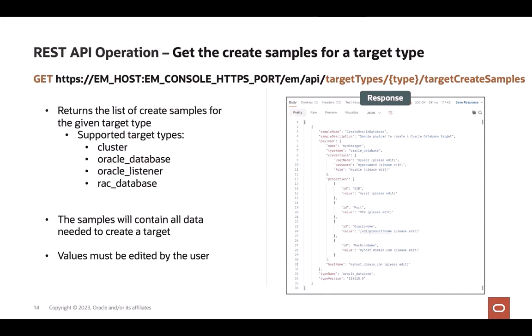On the right is a sample payload for an Oracle database target. In this, you can specify criteria for your target, such as target name, credentials, and target version. Notice that in this response, the sample also instructs where to edit your own target. Please note, the currently supported target types for this operation are cluster database, Oracle database, Oracle listener, and rack database.